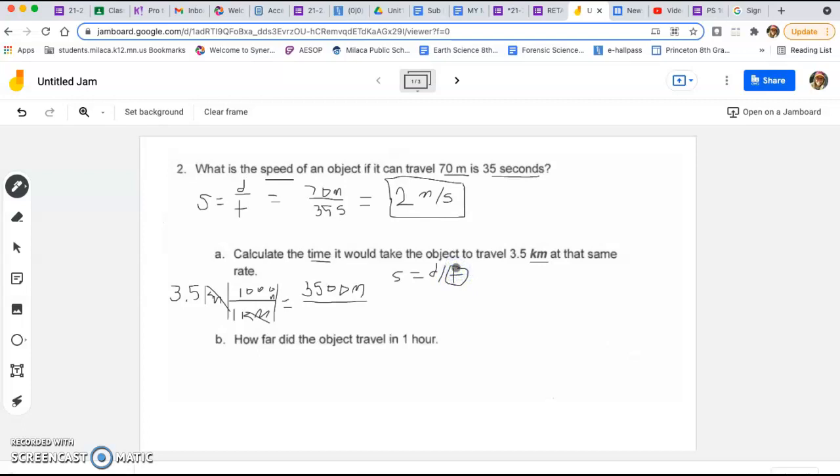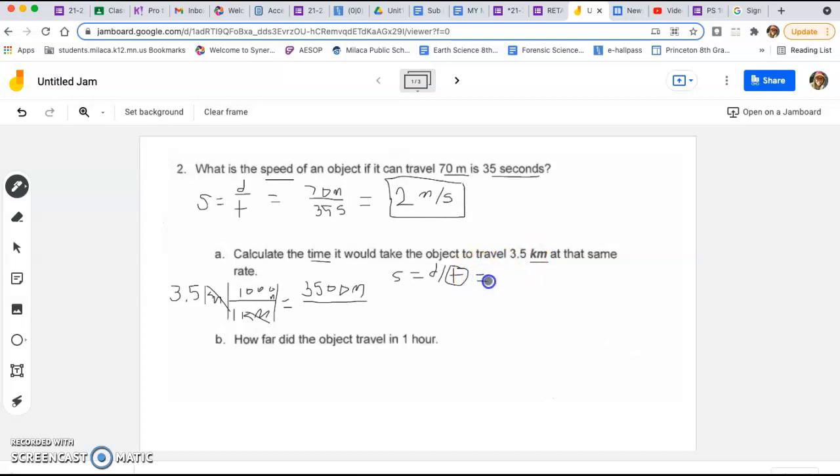So what I want you to do, if you haven't already, is pause the video and try to figure out how you can isolate time and get the correct equation for time from what we know now, because we know the speed is 2 meters per second. We know the distance is going to be 3,500 meters, which is the same as 3.5 kilometers. Okay, so pause and find that.